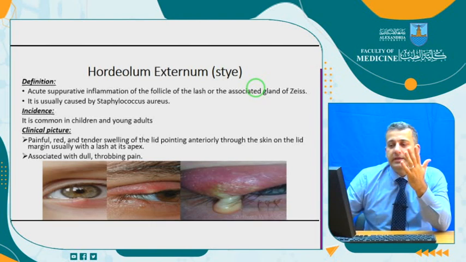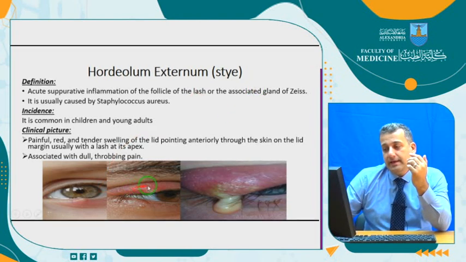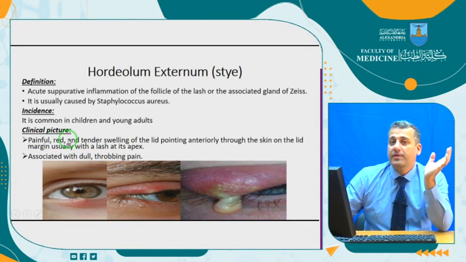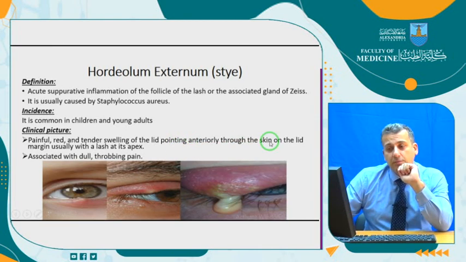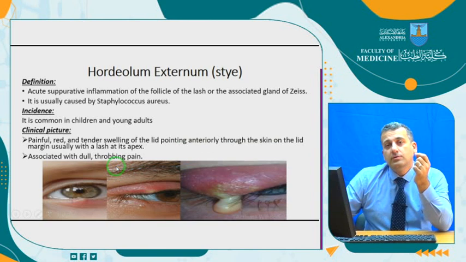Redness: you can see here the eye is red, as you can see in this slide. It is painful, and it is tender when we touch it. So pain is without touching the eyelid, and tender is when we touch the eyelid. And there is suppuration. Here you can see this is the stye. This is suppuration or pus present on the lid margin around the lash follicle.